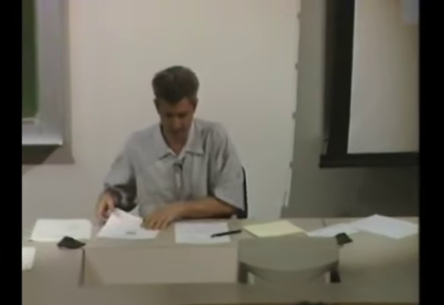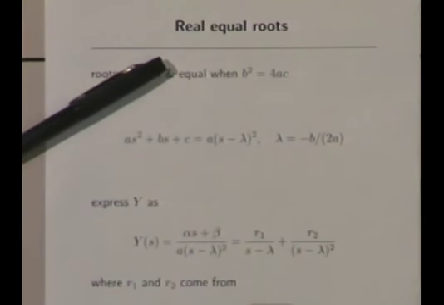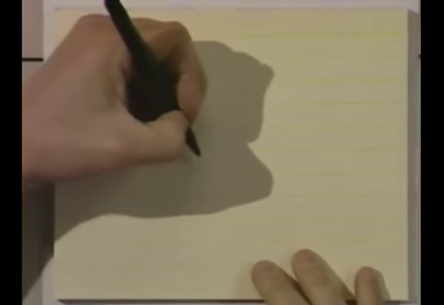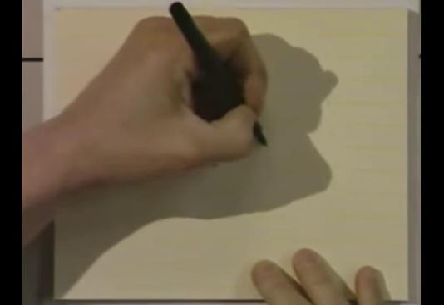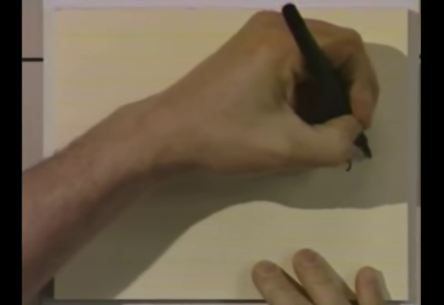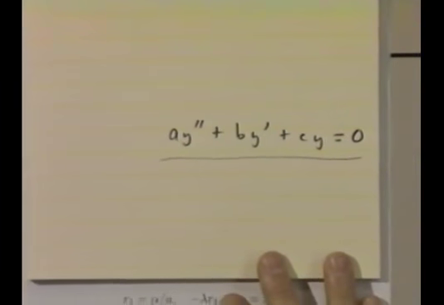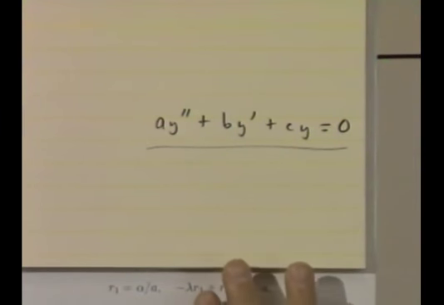Yeah, great. Okay. To remind you where we are, we're looking at second-order systems. Specifically, we're looking at the differential equation ay prime prime plus by prime plus cy equals 0, and we're just studying the different types of solutions you can get.